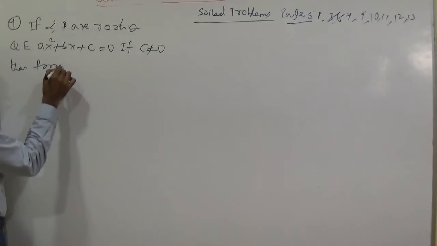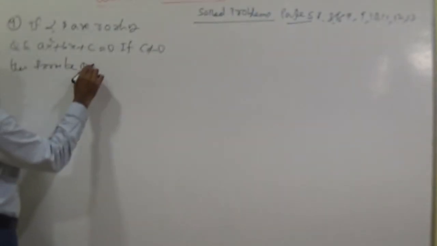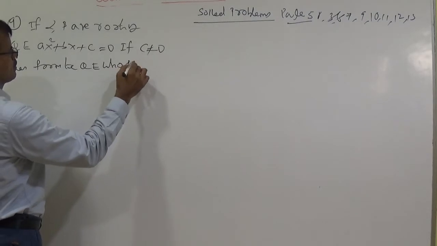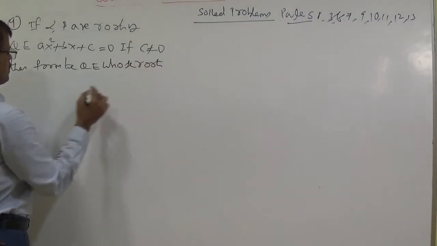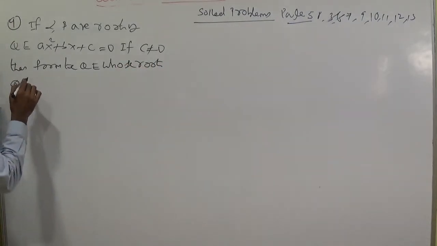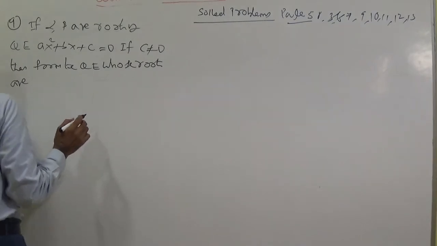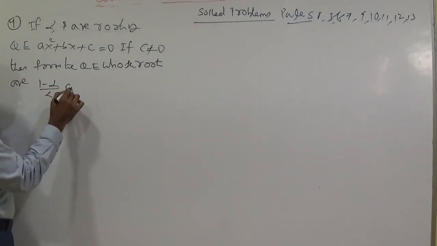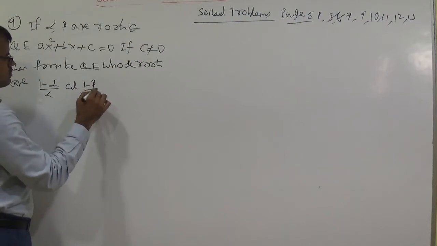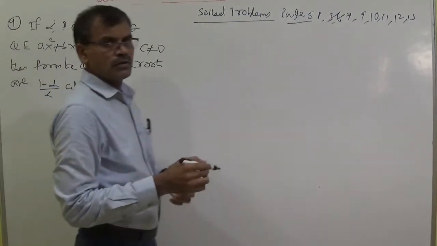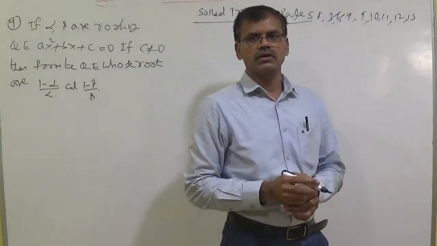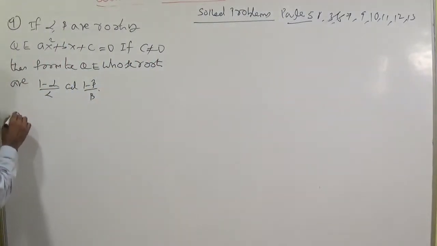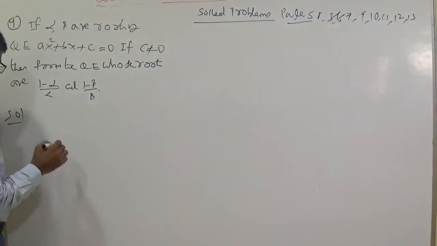Form the quadratic equation whose roots are (1 minus alpha) by alpha and (1 minus beta) by beta. We should calculate the new quadratic equation.